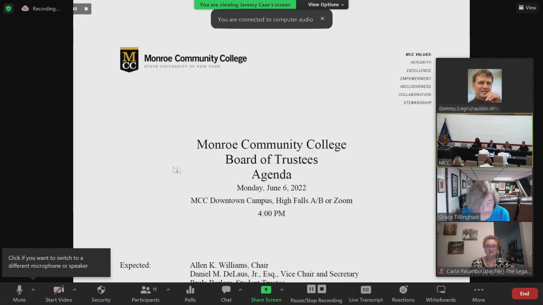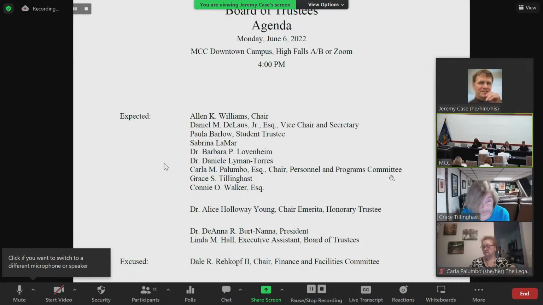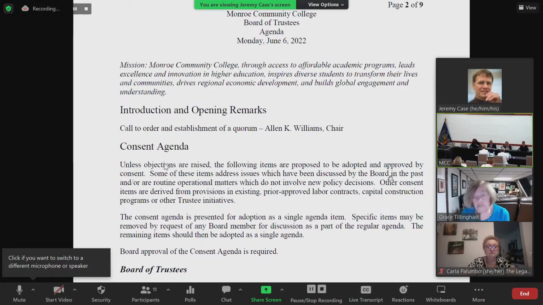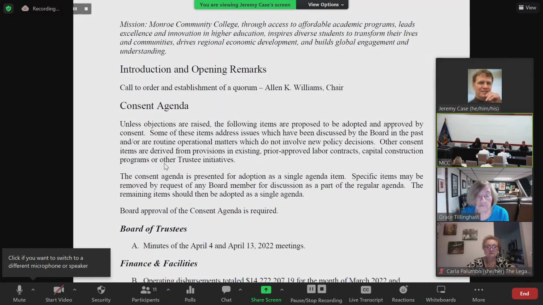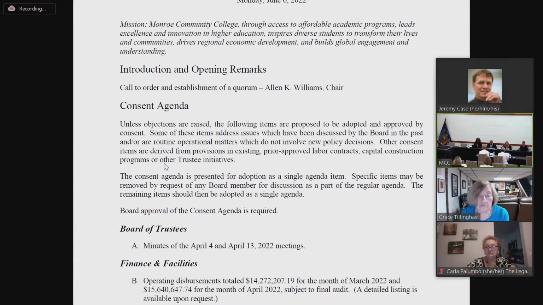Items address issues that have been discussed by the board in the past and/or routine operational matters which do not involve new policy decisions. Other consent items are derived from provisions in the existing prior approved labor contracts, capital construction programs, or other trustee initiatives. The consent agenda is presented for adoption as a single agenda item. Specific items may be removed by request of any board member for discussion as part of the regular agenda. The remaining items should then be adopted as a single agenda. Board approval of the consent agenda is required.